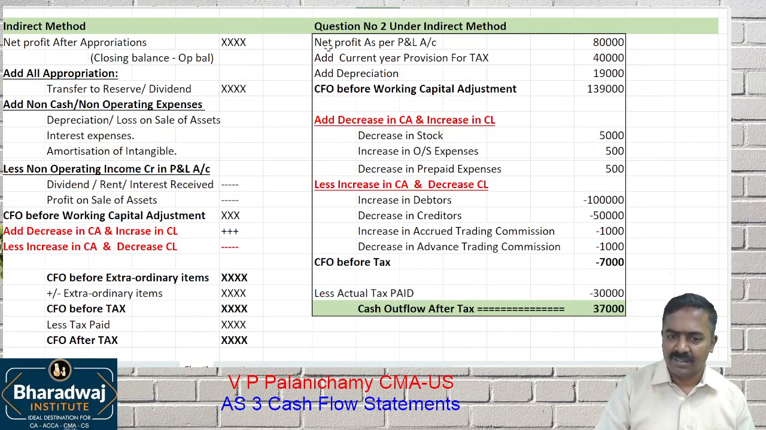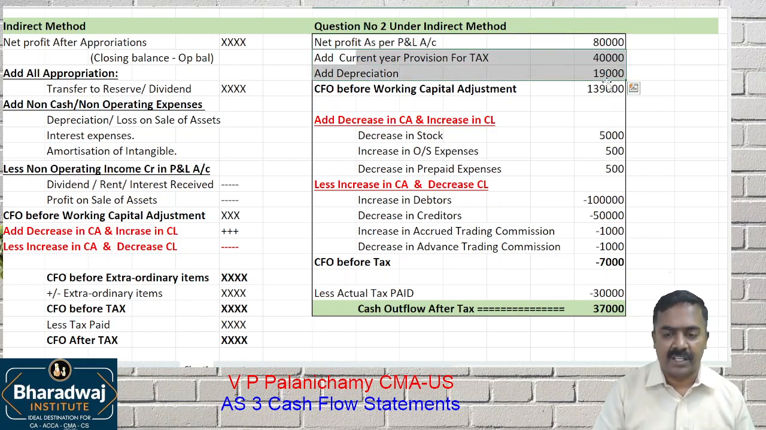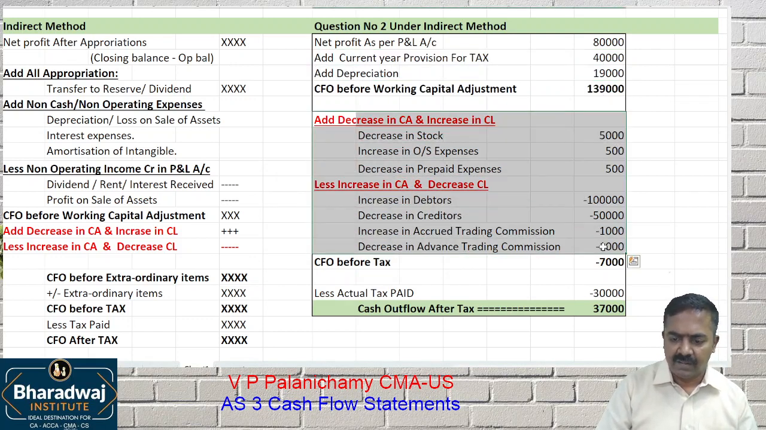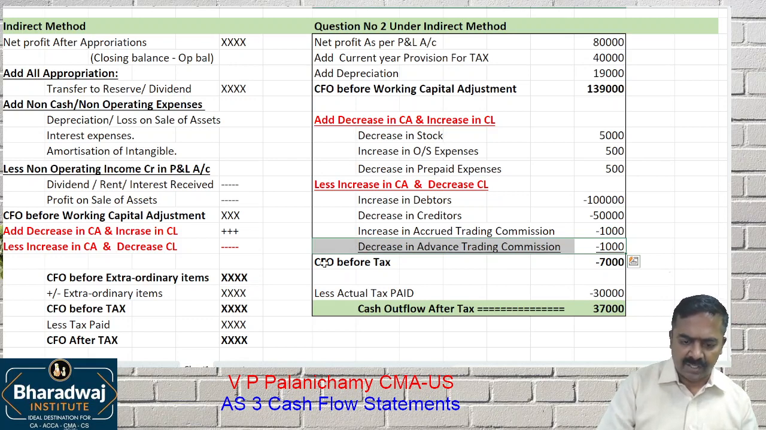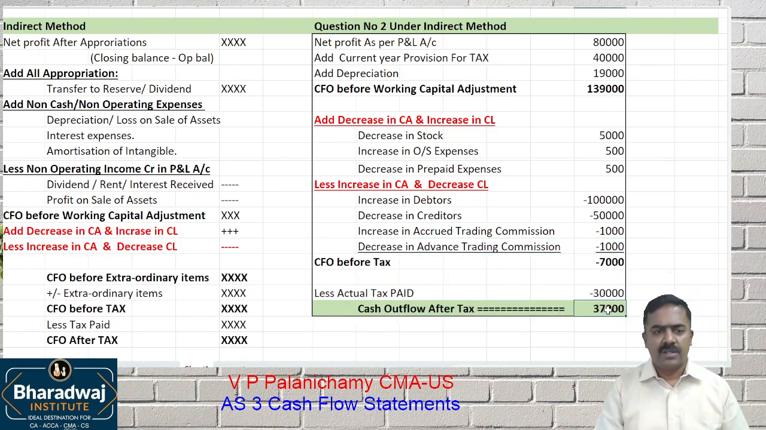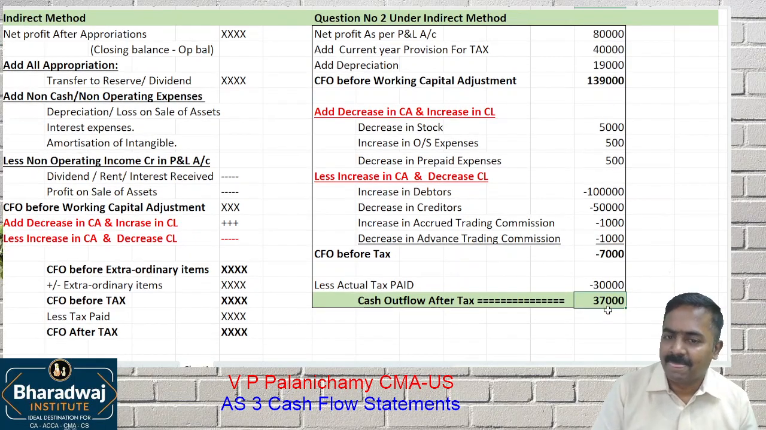How to work out? See the net profit, add back non-operating and non-cash items. We'll get which one? CFO before working capital adjustment. Adjust for working capital. We get which one? CFO before tax. Minus tax paid will give us which one? CFO after tax. So which is simpler to work out?